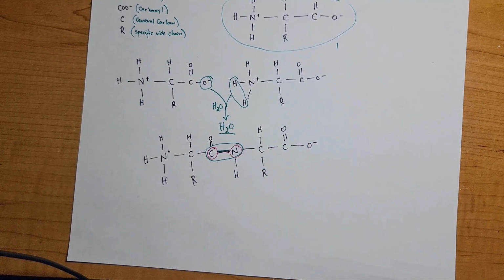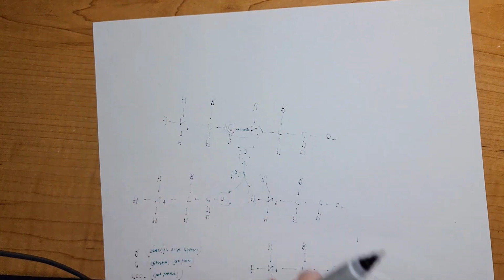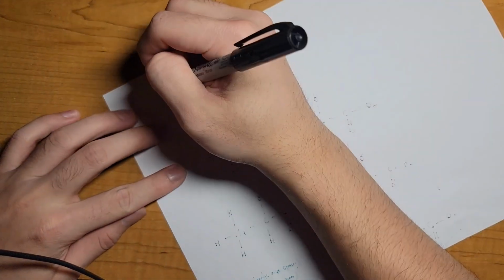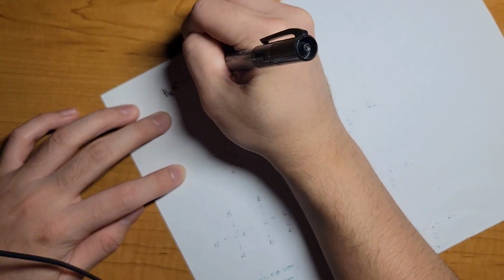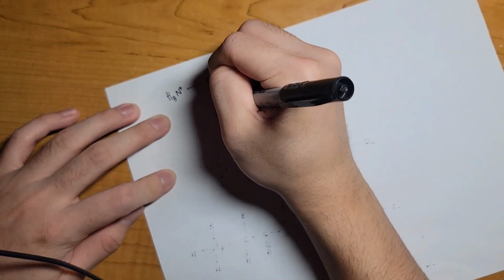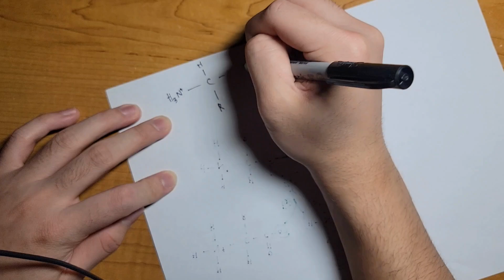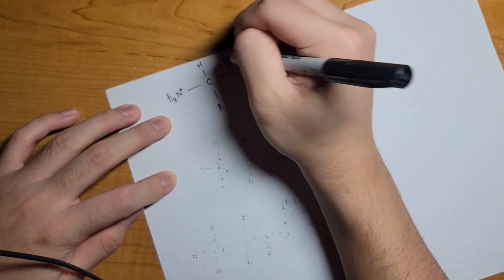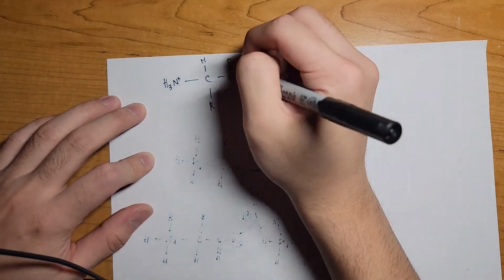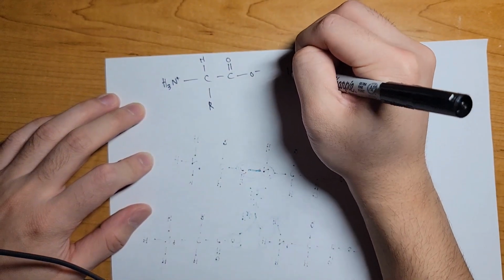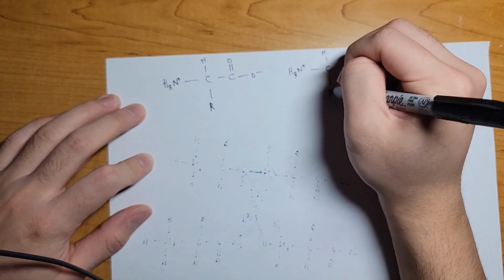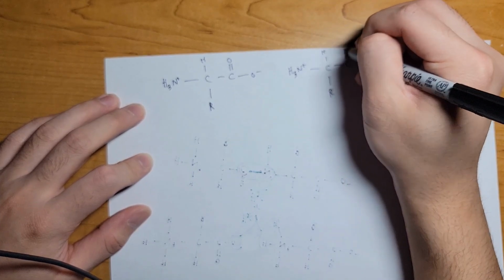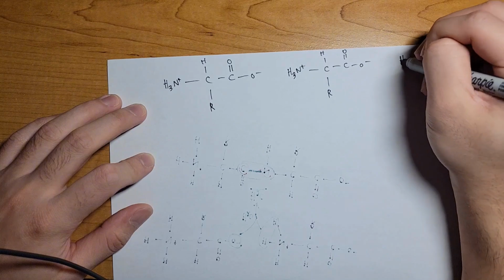So let me give another example. Let's say we have three amino acids. I'm going to shorten this to H3N plus. Then we have a central carbon, an R group, an H, a C double bond. So the same thing. We have the O minus, then H3N plus, and then another one.